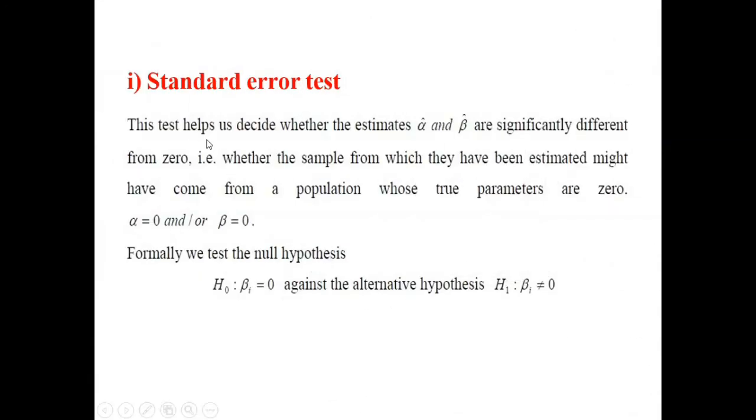So the standard error test helps to decide whether the estimates alpha hat and beta hat are significantly different from zero. Here, whether the sample from which they have been estimated might have come from the population whose true parameters are 0. This means alpha is equal to 0 and beta is equal to 0. So formally we test the null hypothesis. The null hypothesis states that beta is equal to 0 against the alternative hypothesis, which means that beta is quite different.